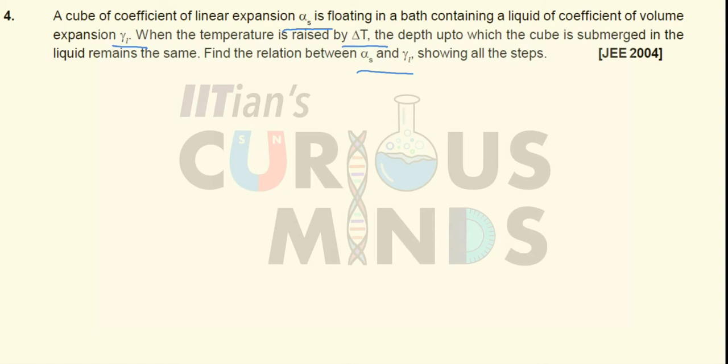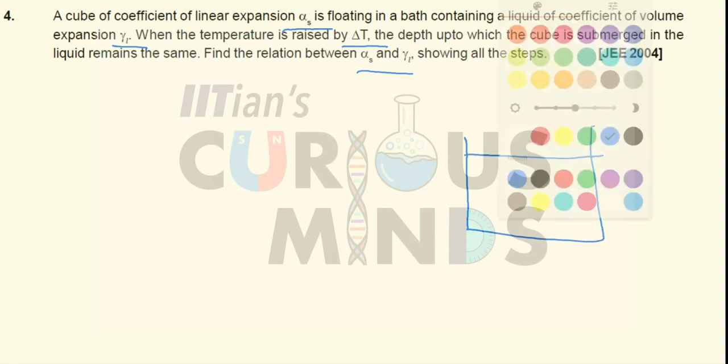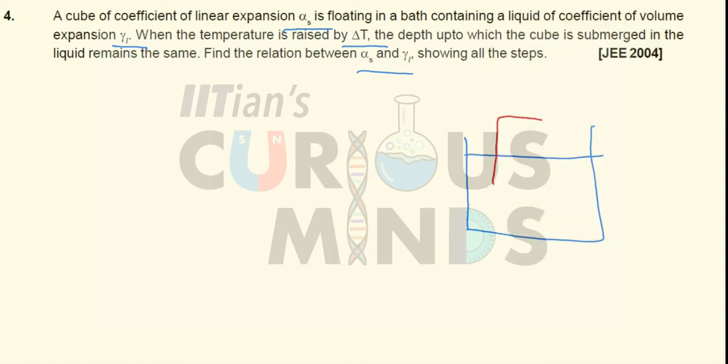So now basically we have to find out the relationship between alpha s and gamma L using this equation. Now what is happening in this sum? If I consider a tank and there is a cube submerged in it, let us say this is the cube that is submerged in the tank. This is a 3D view.